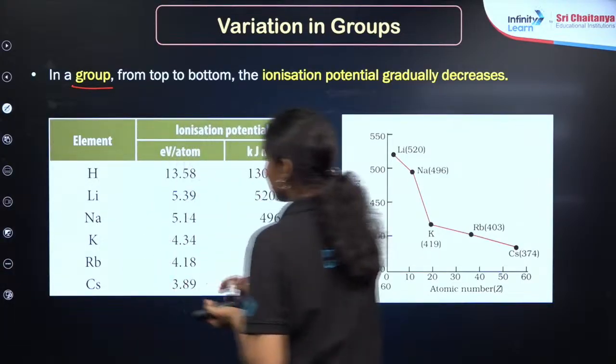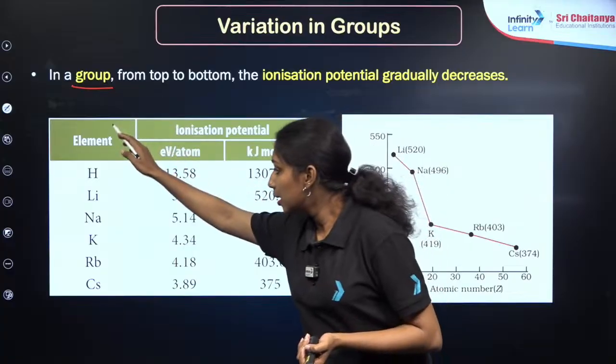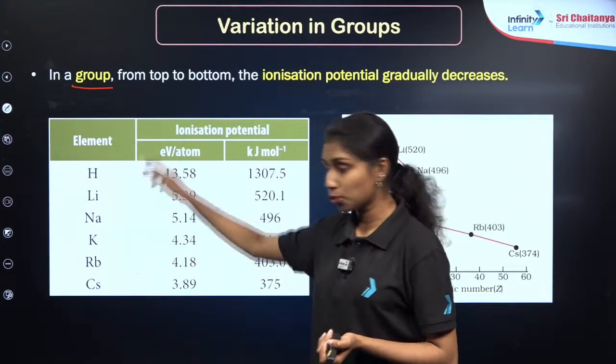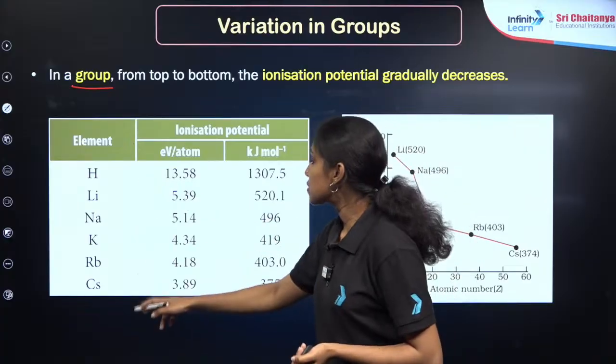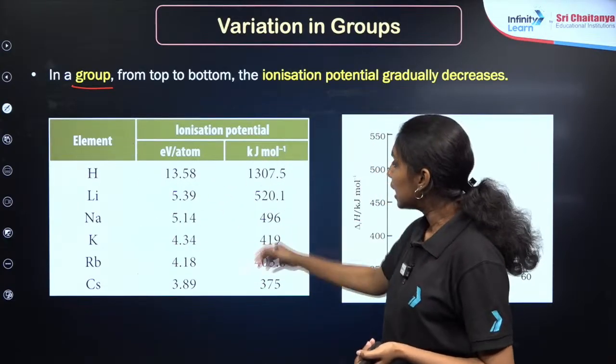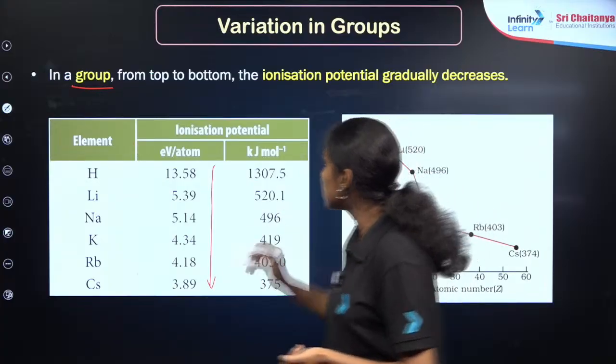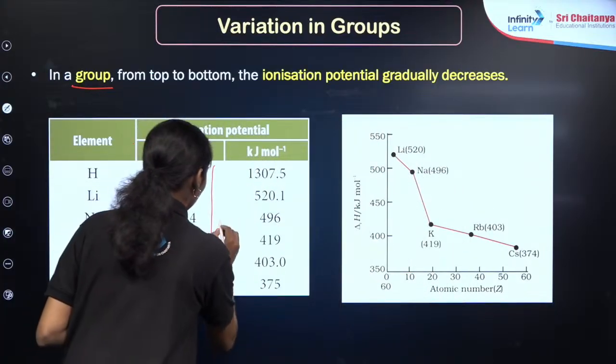These are some examples I have given here. This is the group of elements, that is hydrogen, lithium, sodium, potassium and rubidium. That is the first group of elements, right? In the case of first group elements, as you can see here, the ionization potential energy always decreases. Down the group it decreases, right? Down the group it decreases.